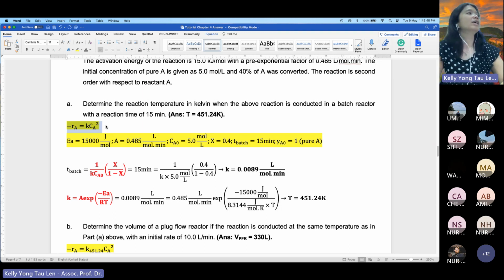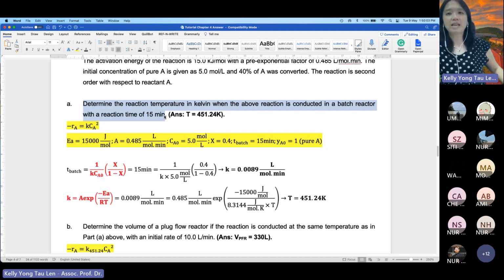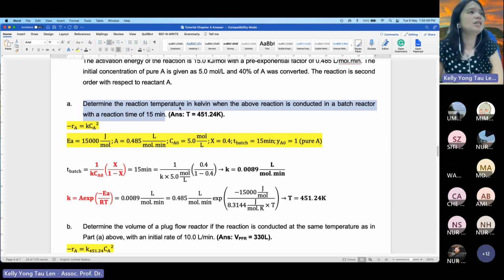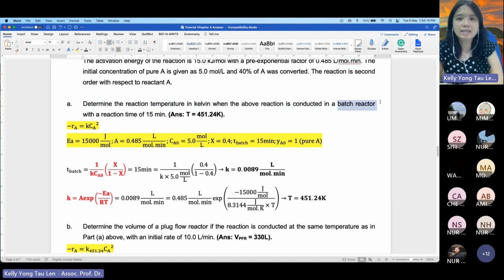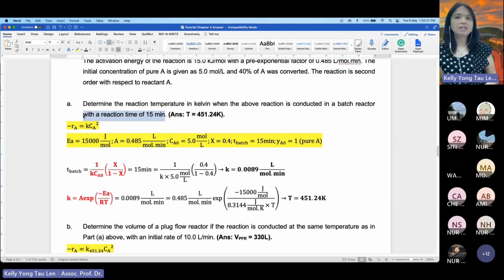Okay, let's go to the question. Determine the reaction temperature in Kelvin when the above reaction is conducted in a batch reactor with a reaction time of 15 minutes. So the question asks us to find T, the reaction temperature, if this reaction is conducted in a batch reactor with a reaction time of only 15 minutes. This is very interesting, right?